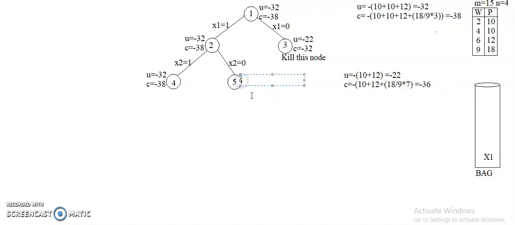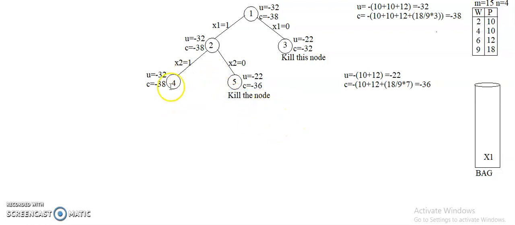So let me update here. Upper bound is equal to minus 22. So cost is equal to minus 36. Now check here which particular node is having the least cost. Here cost is equal to minus 38. Here cost is equal to minus 36. So this node I need to explore it further. I should not explore this, so kill the node.